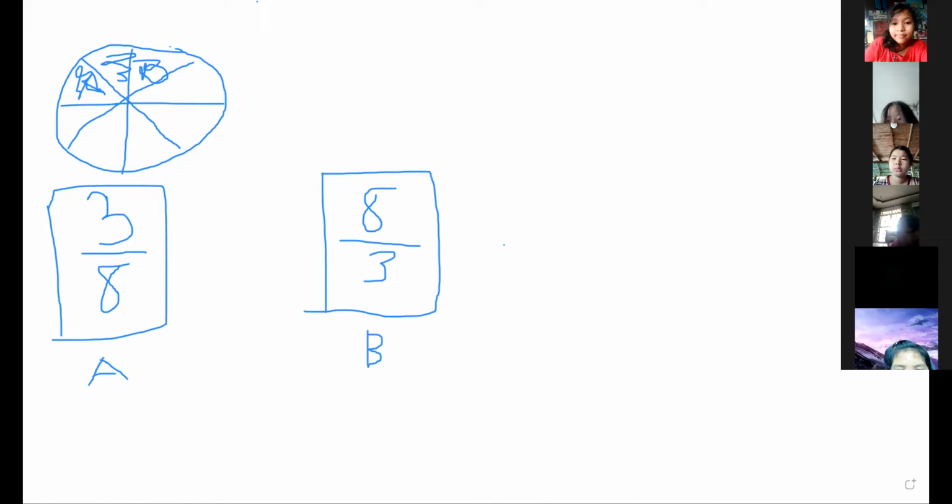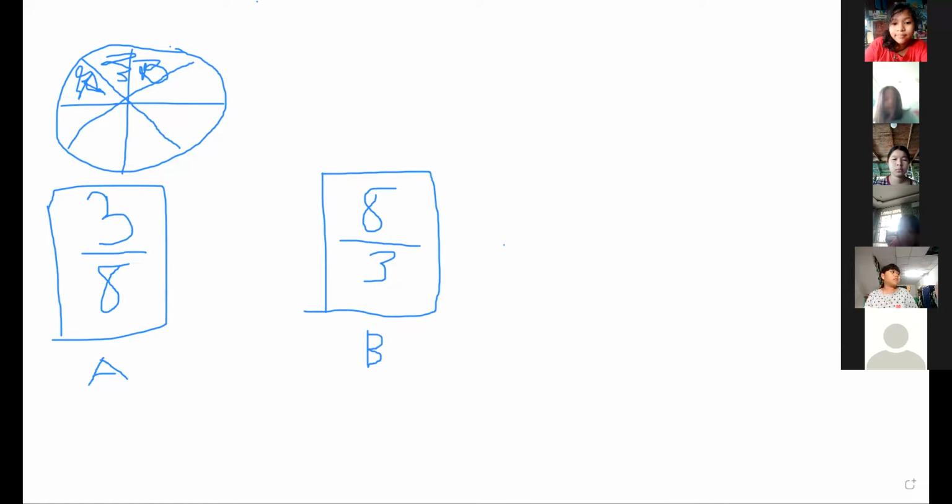Letter A, numerator smaller than denominator. All right, denominator. In letter B, numerator more than denominator. All right, the numerator is bigger than denominator.